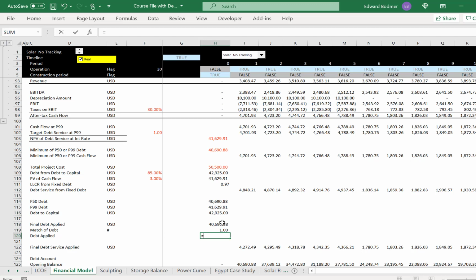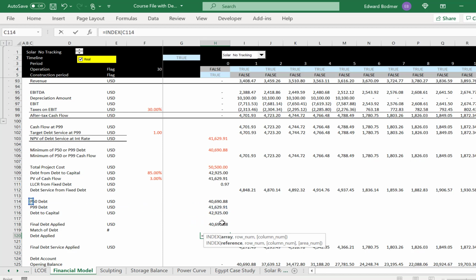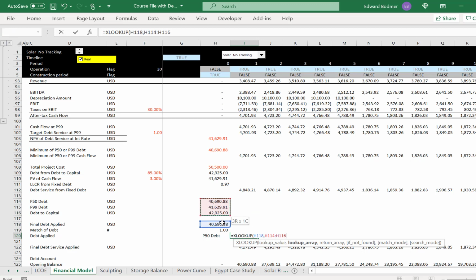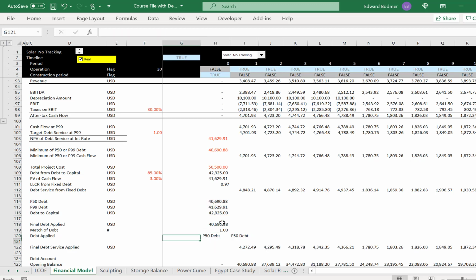And then the debt applied will be just an index with the match, which is kind of, for me, old-fashioned. We could have used XLOOKUP to do this whole thing. That would have been a little cooler. If we used XLOOKUP, we could have said, take this value, look it up against these three values, and take this as the return array, and if it's not found, we can put a 0, but then we get an exact match. We can do it all in one go.